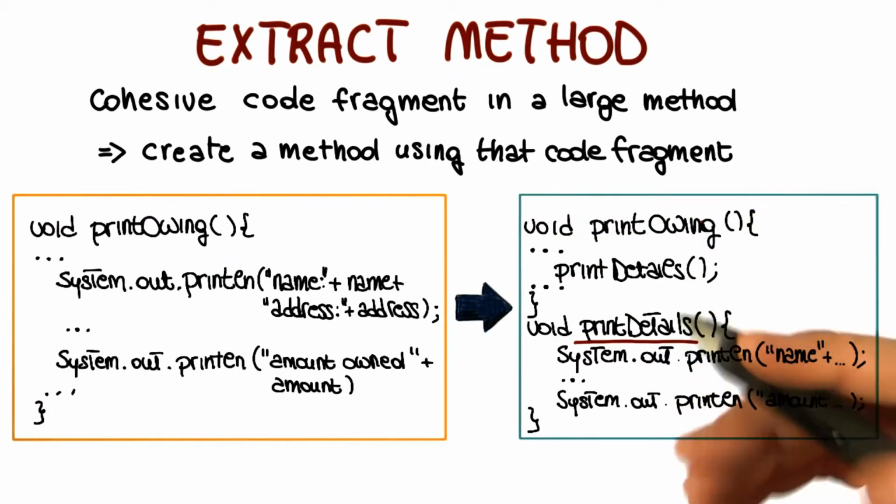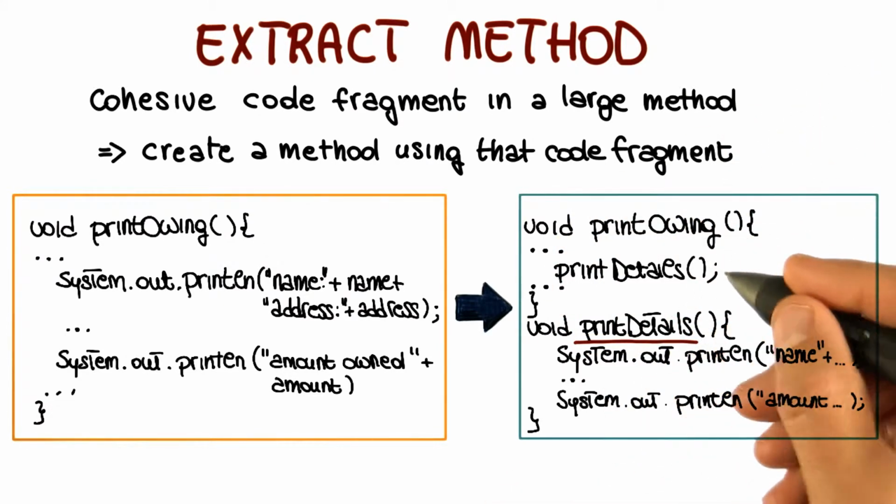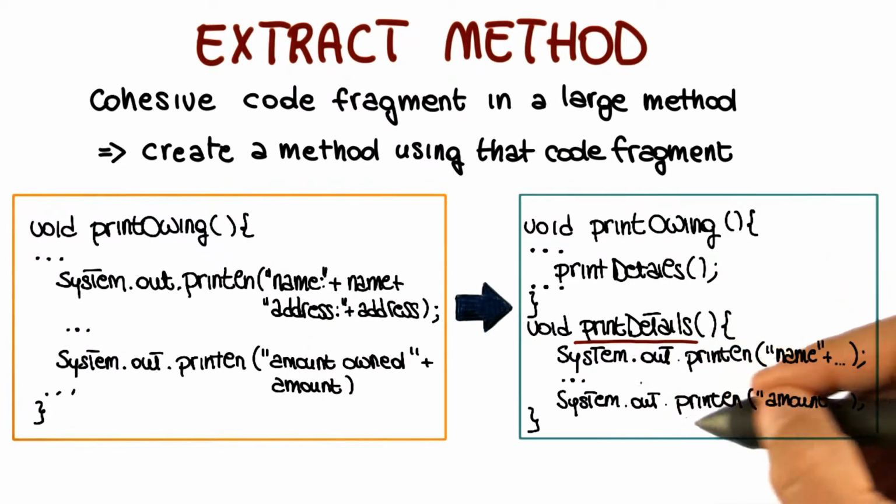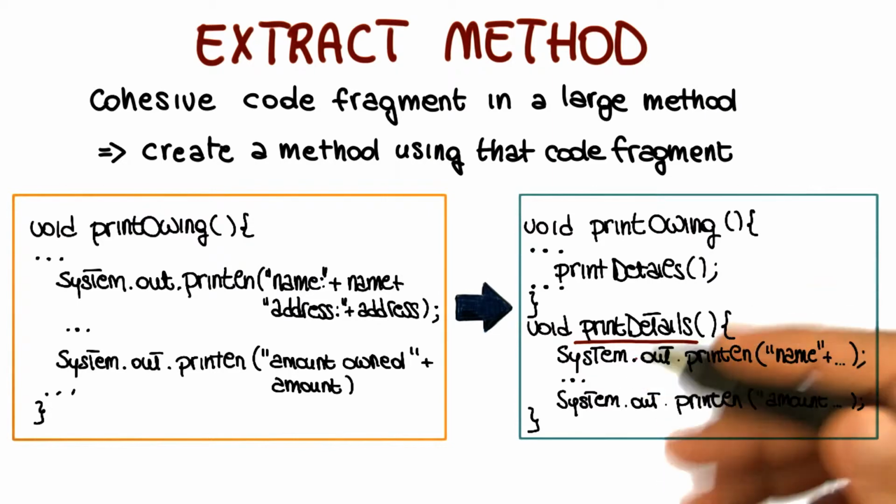It's clear, it's self-explanatory. And if you need to look at what printDetails does, you just go and look at printDetails and you look at it in isolation. So it's easier to understand what this does without having to think of the rest of the code.